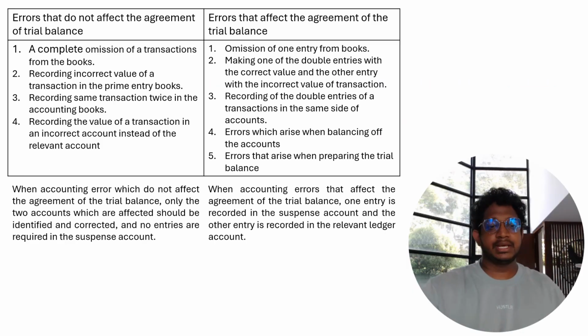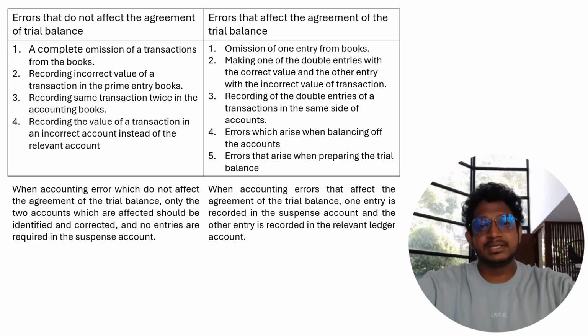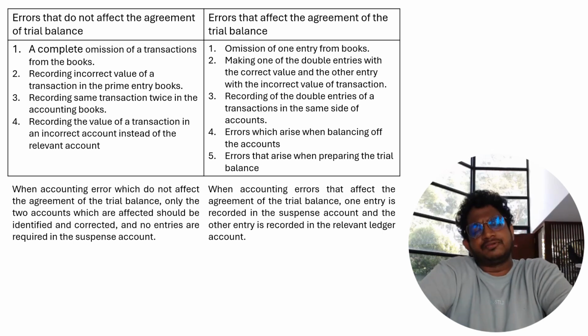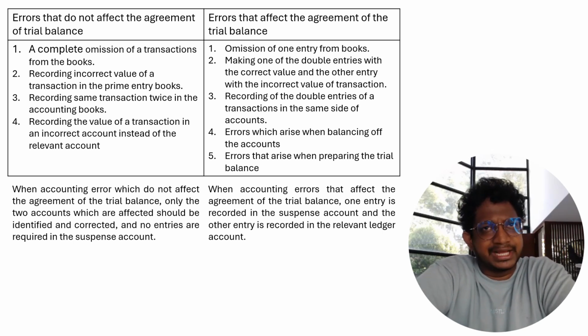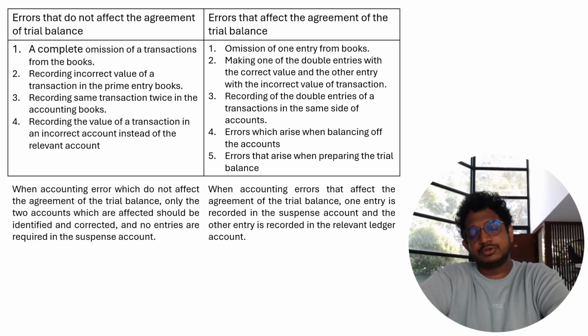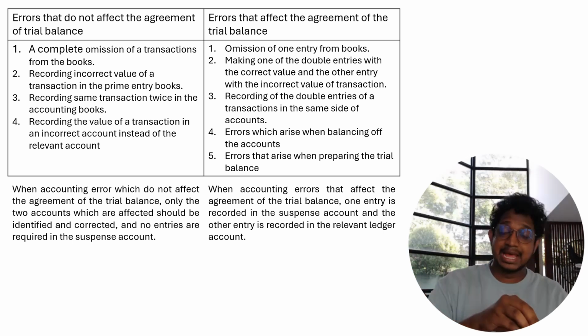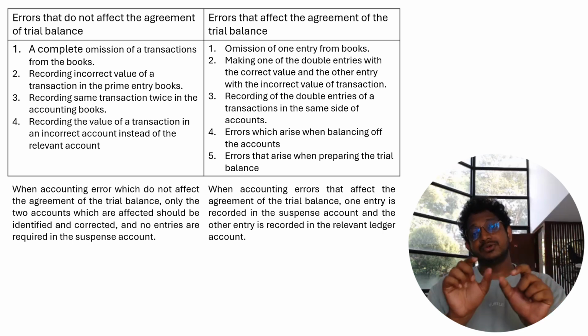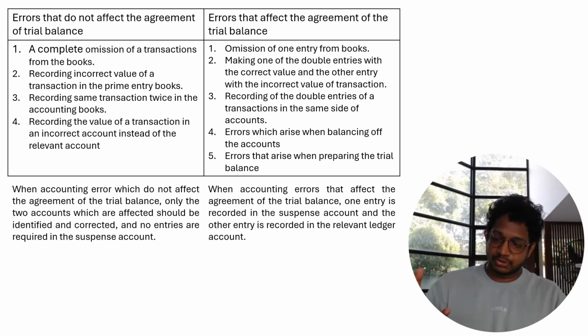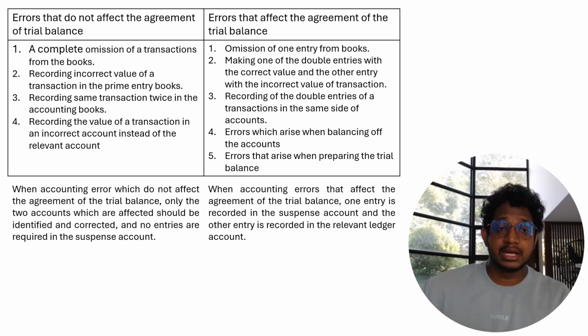Error corrections we can divide into two things: errors that do not affect the agreement of the trial balance and errors that affect the agreement of the trial balance. First of all, what does trial balance mean? It is part of the accounting process. You identify transactions and events from source documents, record them in the prime entry books, and then post the totals of the prime entry books to the ledger accounts. After all that, the balances of the ledger accounts you record in a separate statement, the trial balance.